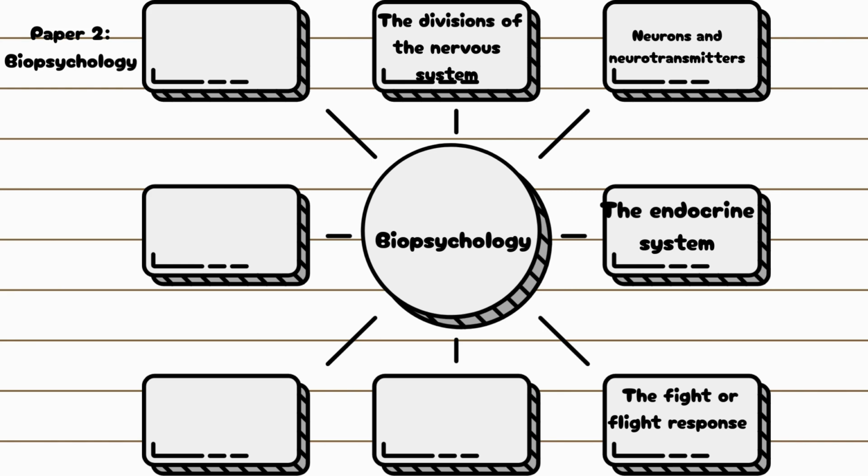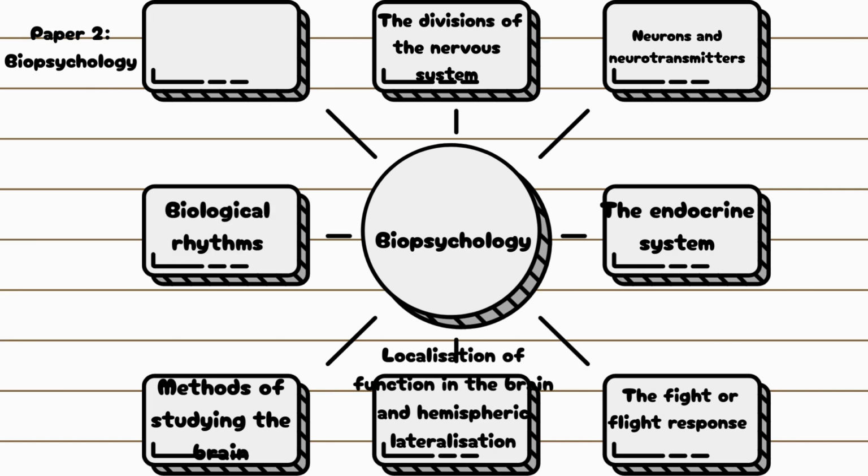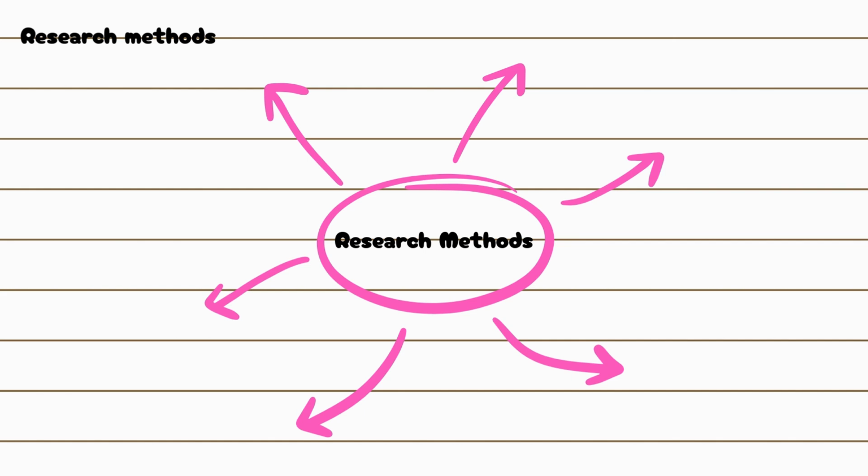Wernicke's areas; split-brain research; plasticity and functional recovery of the brain after trauma; ways of studying the brain: scanning techniques, including functional magnetic resonance imaging, electroencephalogram, and event-related potentials, and post-mortem examinations; biological rhythms: circadian, infradian, and ultradian, the difference between these rhythms, and the effect of endogenous pacemakers and exogenous zeitgebers on the sleep-wake cycle. Topic 7 is research methods.